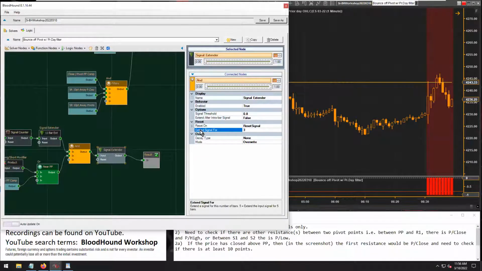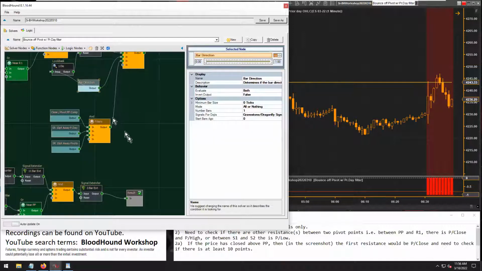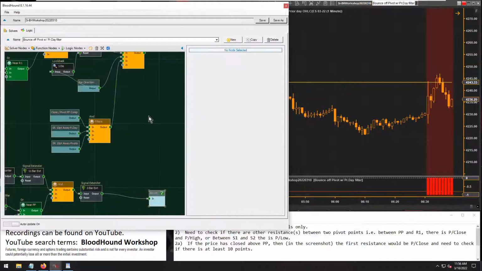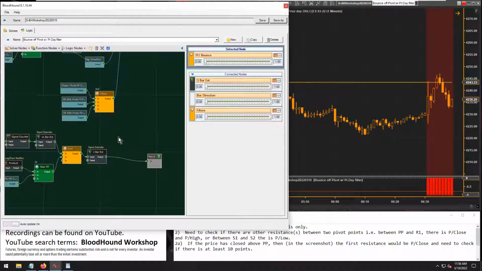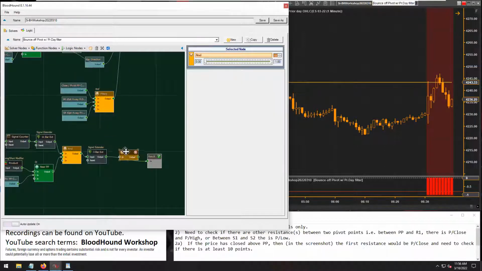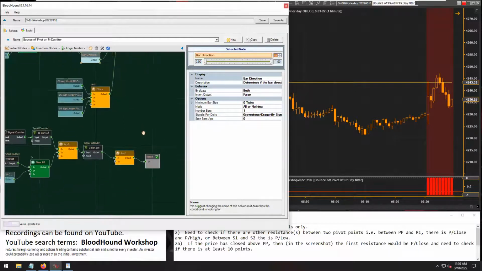All right, set our extend signals 4, set that to 3, and let's name this here. So it's a 3-bar extension. All right, and now we need our bar direction, also another AND node. So let's grab another AND node. There we go. Connect that in like so. And then we also need this bar direction.